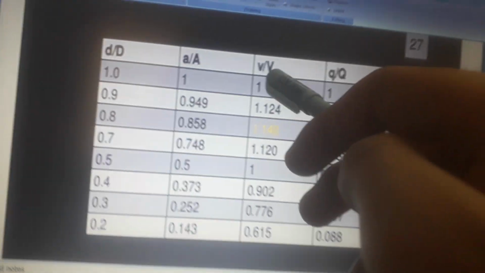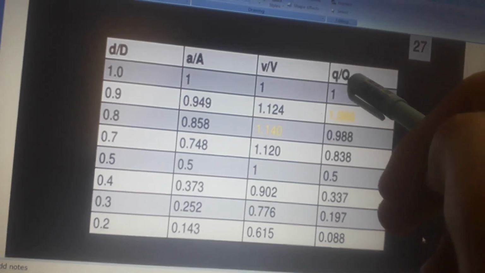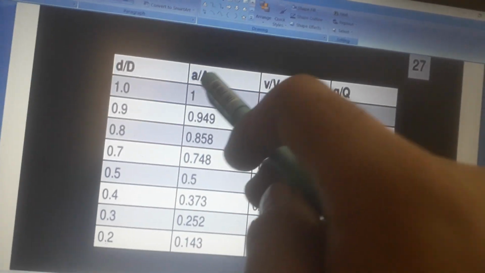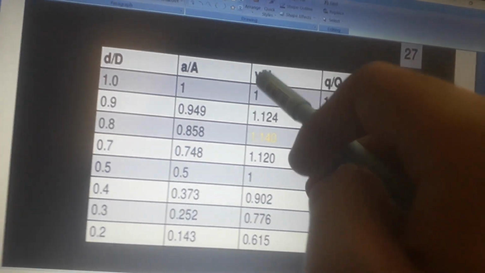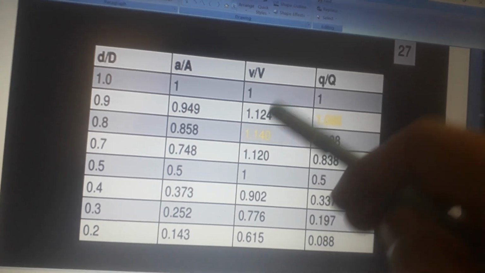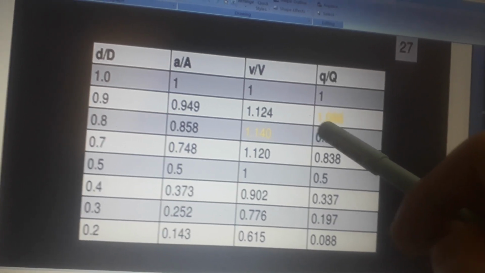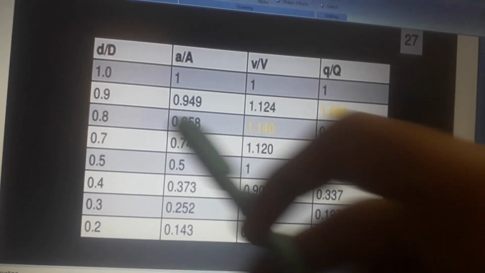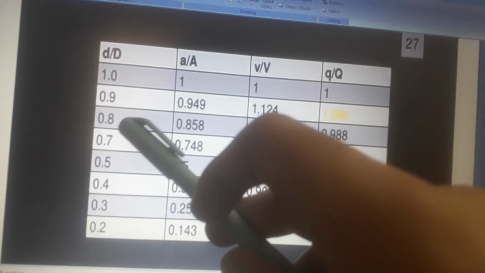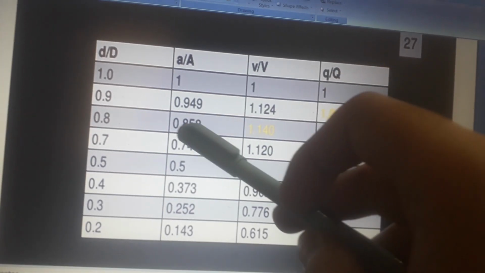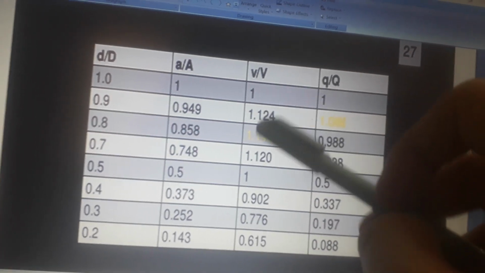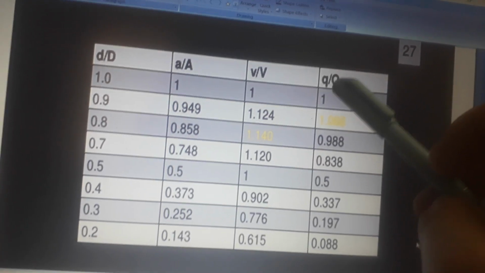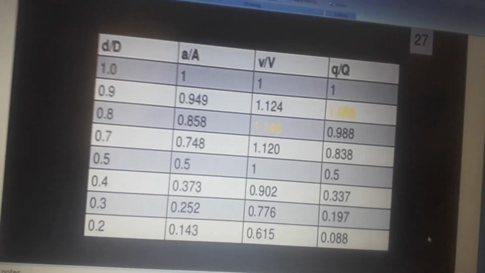d/D = 1.0: a/A = 1, v/V = 1, q/Q = 1. d/D = 0.9: a/A = 0.949, v/V = 1.124, q/Q = 1.066. Then d/D = 0.8: a/A = 0.858, v/V = 1.140, q/Q = 0.988.